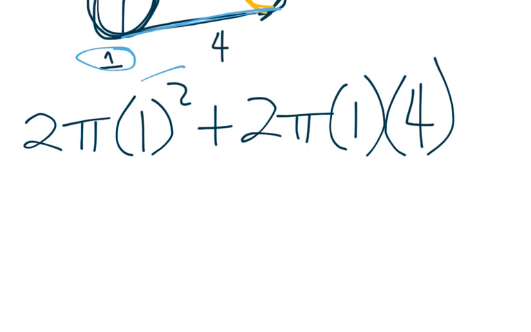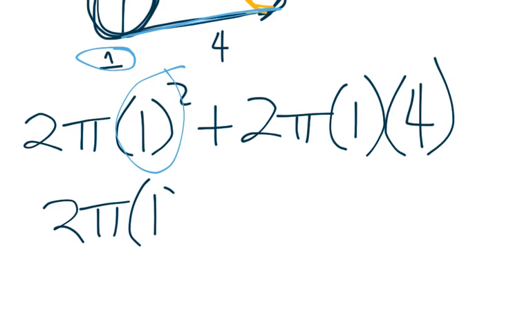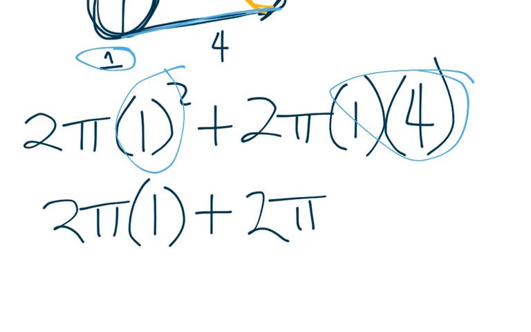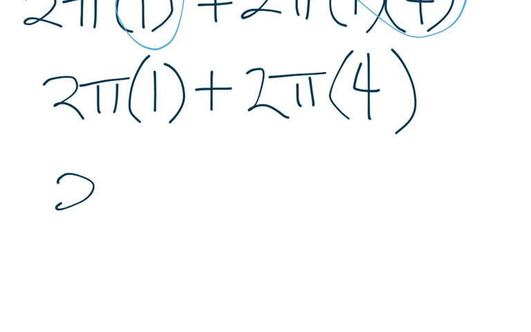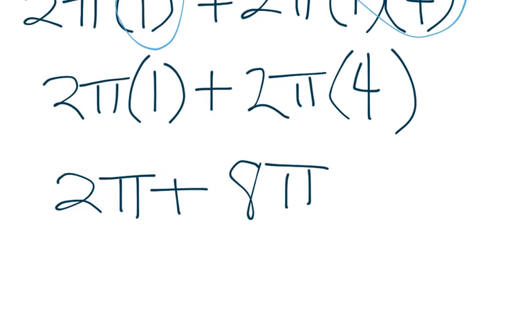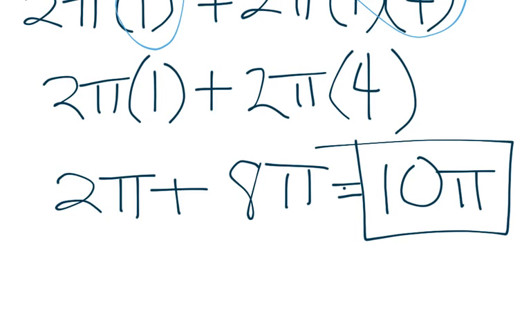So over here, 1 squared is 1, so we have 2 times pi times 1 plus, and 1 times 4 is 4, so 2 times pi times 4. Okay, so 2 times 1 is 2, so we have 2 pi plus 2 times 4 is 8 pi. And 2 pi plus 8 pi equals 10 pi. So this is our answer for number 9, and that is it for this section on the surface area of cylinders.